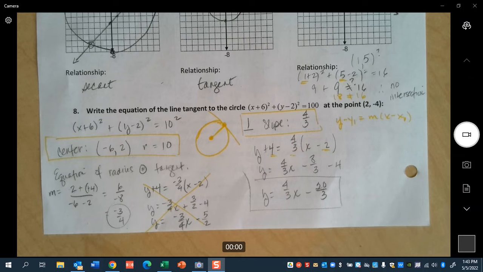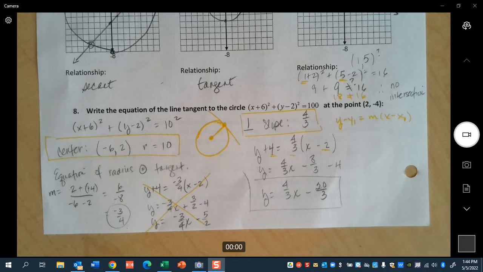But what you need to understand is that's an honors question. And it's an honors question because look at what you need to know. You need to know the equation of the circle. You need to know how to find the center, what the radius is. You need to understand about intersections. You need to understand about finding slope. You need to understand that the radius and the tangent are perpendicular. You need to remember the slope of a perpendicular line and then how to write that equation.